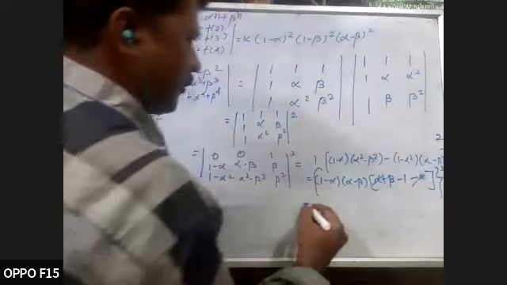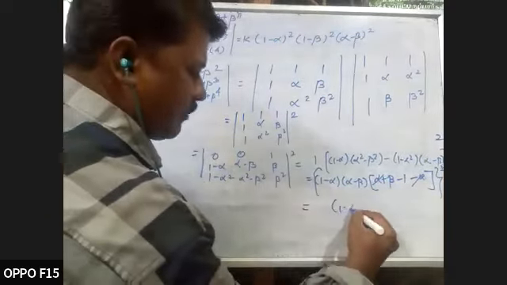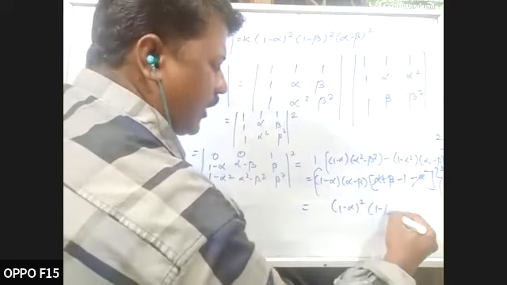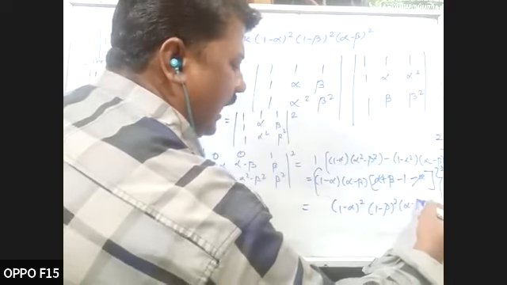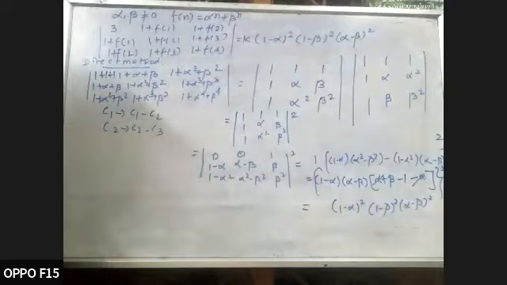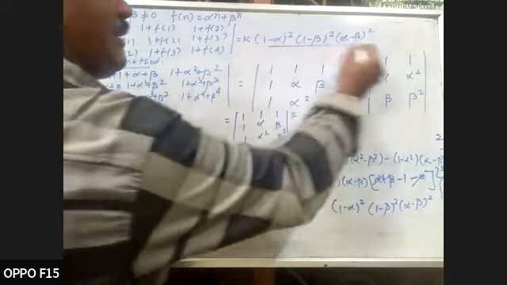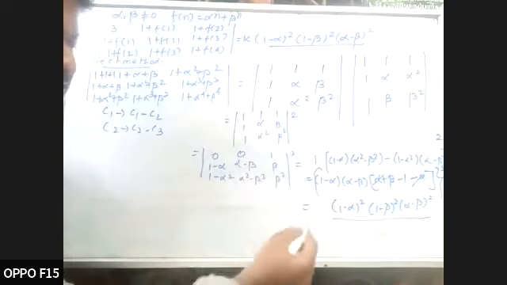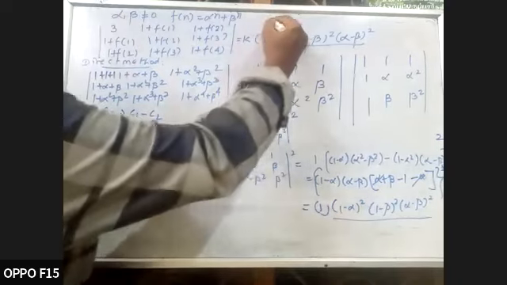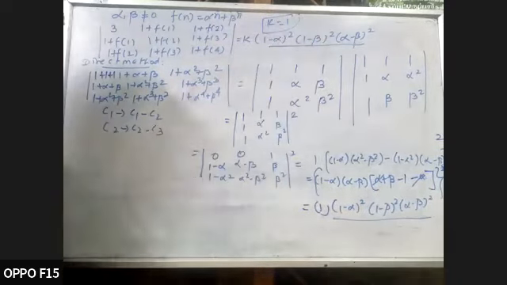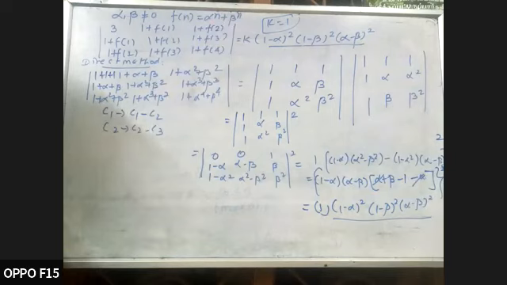When we square all of this, I can write it as 1 minus alpha the whole square, 1 minus beta the whole square, alpha minus beta the whole square. Compare with the right hand side. All of this is there. Nothing else is there here; the extra thing is 1. So the value of k is nothing but 1. This is a direct method.